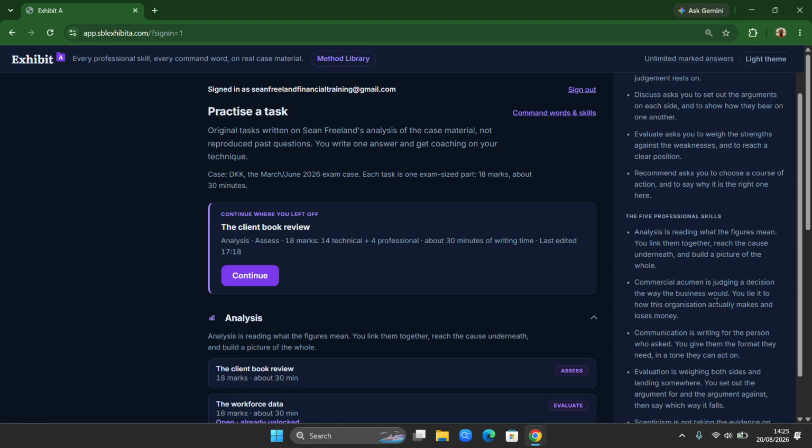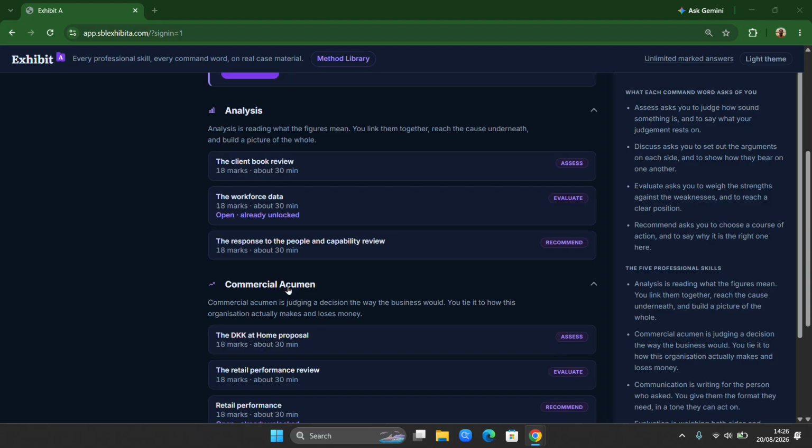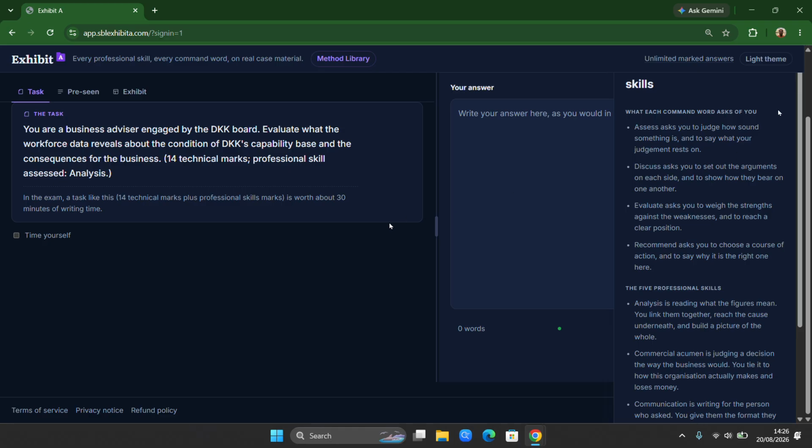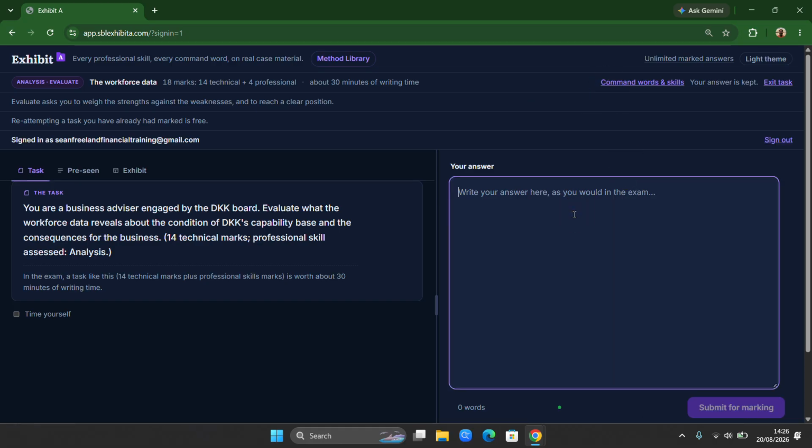So on to evaluate in the command words here. What I'm going to do is pull out the question first, and then we're going to look at the verb. The question is called the workforce data. As you can see, it's in the analysis section of professional skills with an evaluate verb. So if we open it, before we look at the question, I'm just going to tutor a little bit and say what evaluate means.